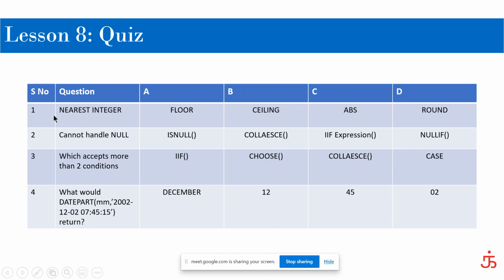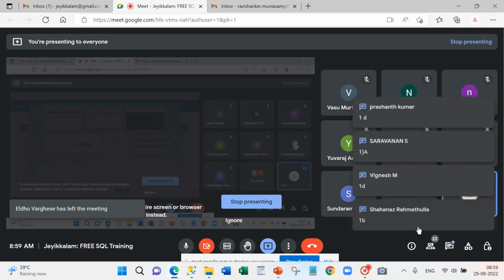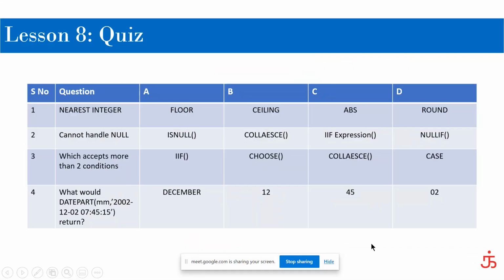Nearest integer. To find the nearest integer, what should we use? Okay, I see answers 1D and 1B. D is the right answer. Some people put B, because B will also find a nearest integer, but A and B are not the nearest integer. There is one more condition. Floor will always go to the lower value, and ceiling will always go to the upper. So they have some additional condition. But round is the right one: if it is less than 0.5, it will go to 0, and if it is above 0.5, it will go to 1. So for nearest integer, it is the round function.